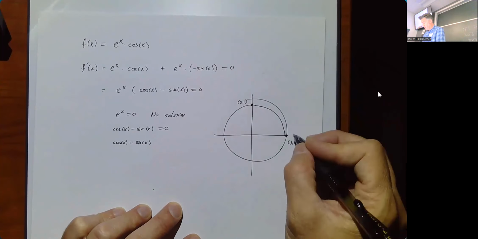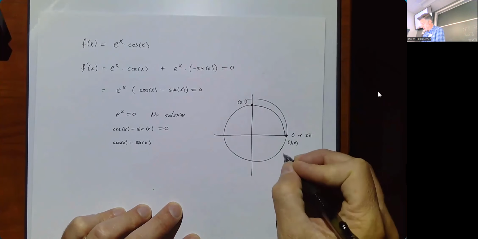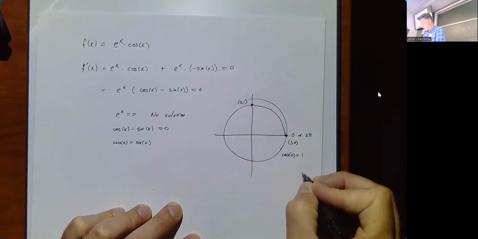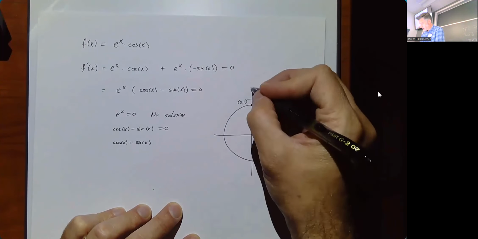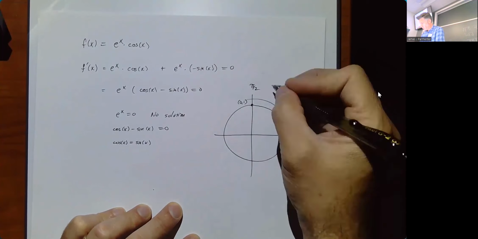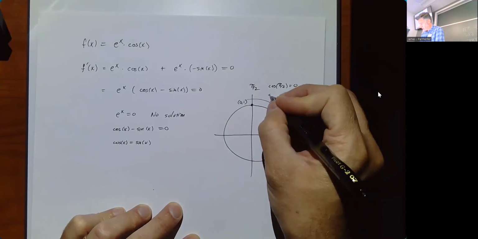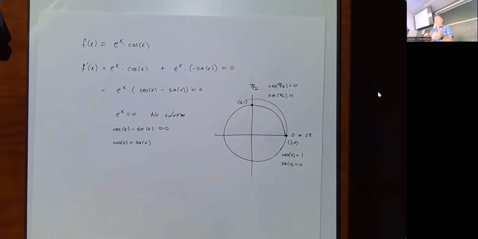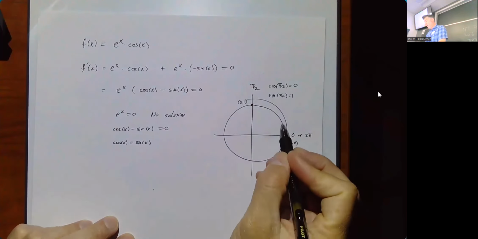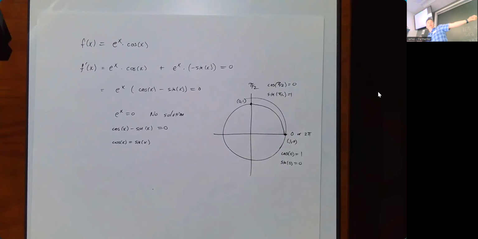So right here at an angle of 0 radians or 2 pi radians, we can see that cosine of 0 is equal to 1 and sine of 0 is equal to 0. Up here at pi over 2 radians, cosine of pi over 2 is equal to 0 and sine of pi over 2 is equal to 1. Literally the point on the circle, the x coordinate and the y coordinate, gives you the cosine value and the sine value.